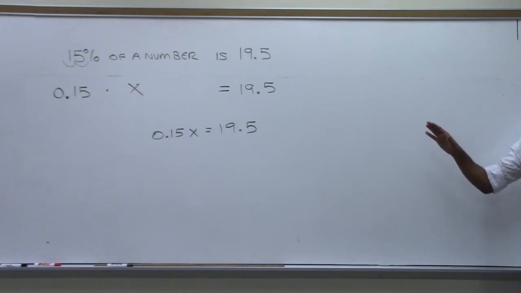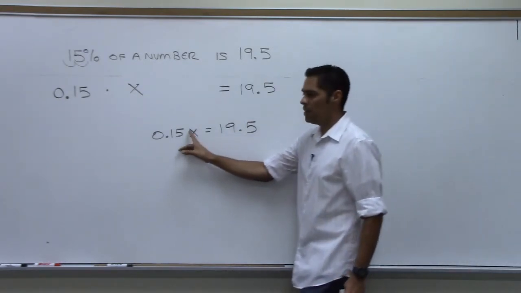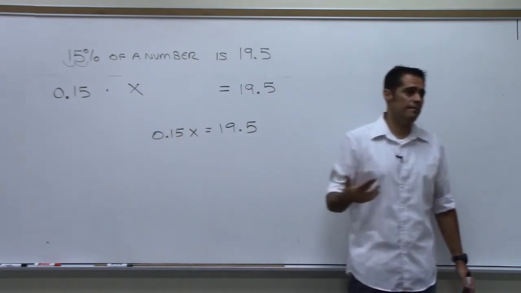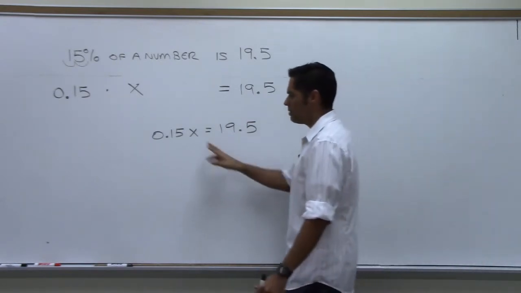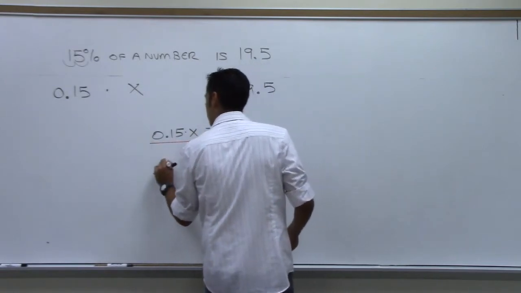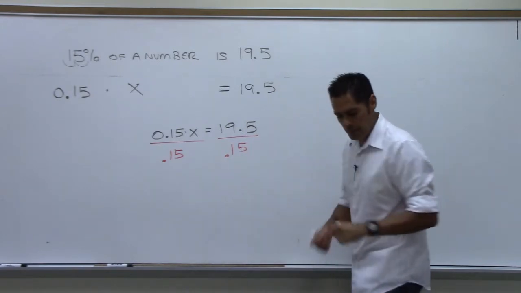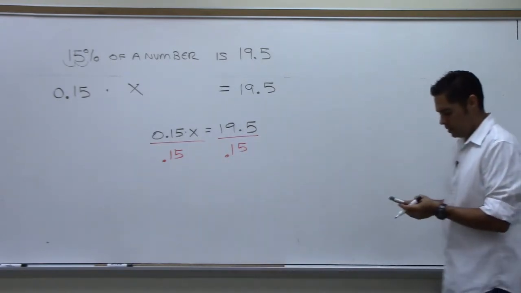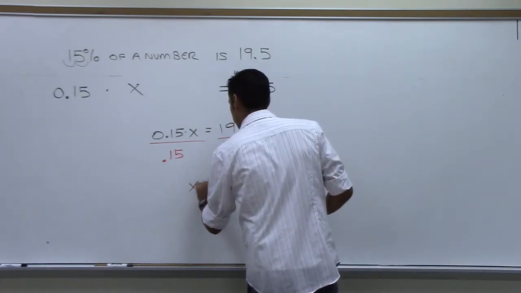So the goal now is to solve this equation for x, which means you need to remove this 0.15 that's in front. How do you do that? Divide by it, right? Not subtract, because that's multiplication, right? So I'm going to divide both sides at this point by 0.15 and get my calculator out. X is 130.